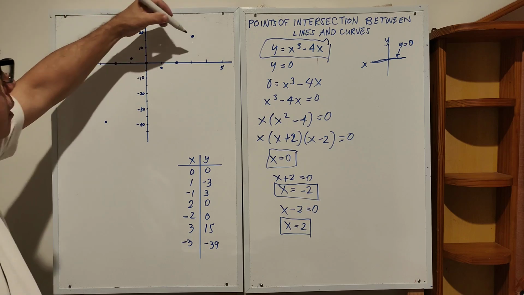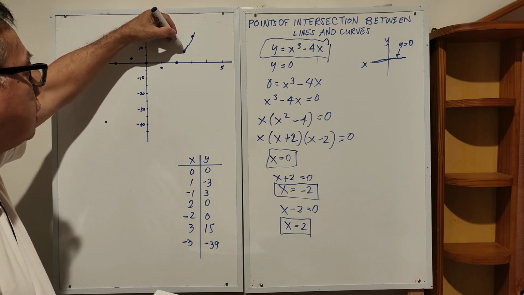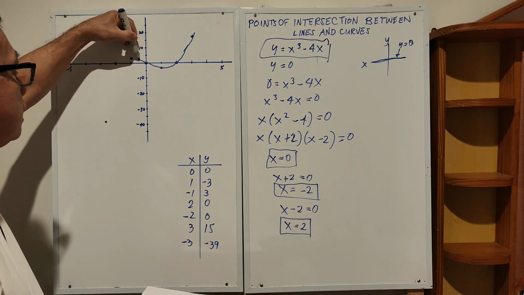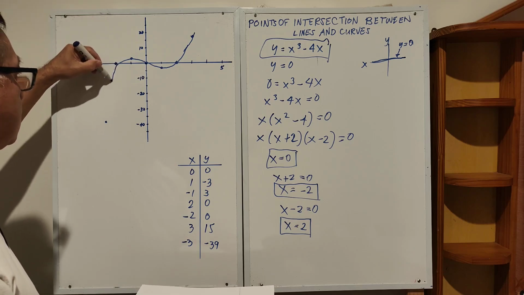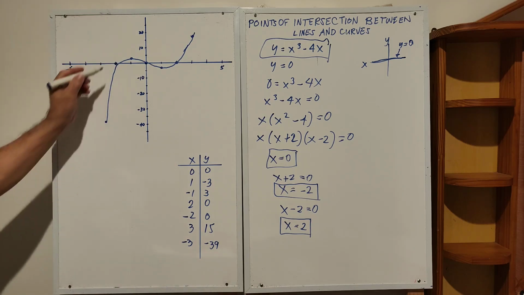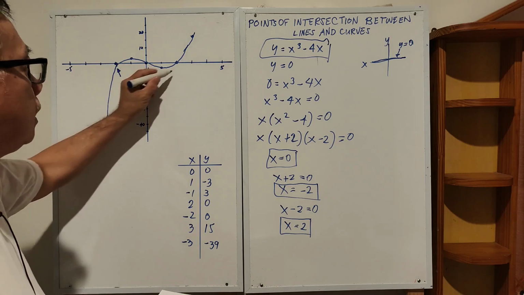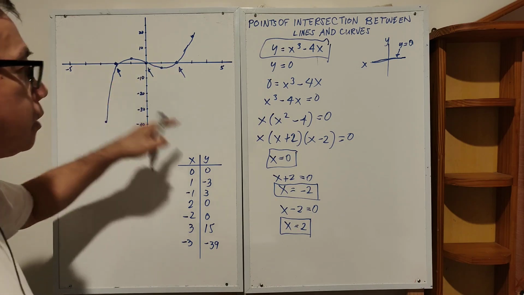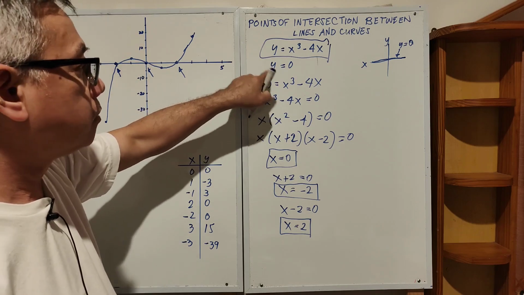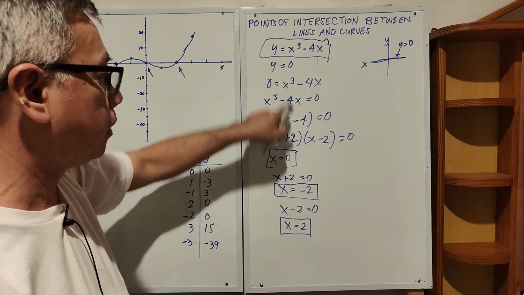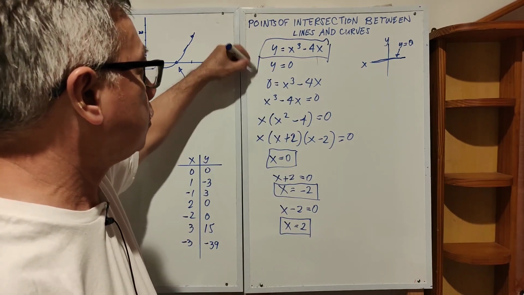So if you can trace the curve now, it goes like this. The curve is like this, so it's intersecting the line at this point and this point, which you can compute from these two equations.